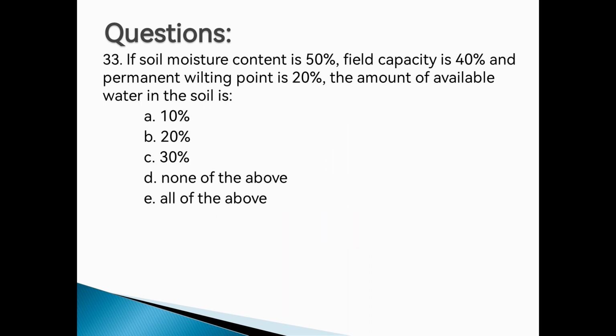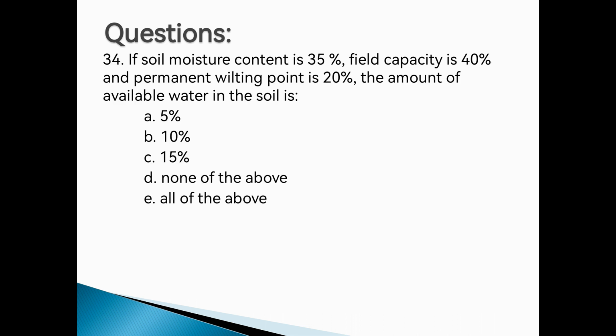Number 33. If soil moisture content is 50%, field capacity is 40%, and permanent wilting point is 20%, the amount of available water in the soil is: A. 10%, B. 20%, C. 30%, D. None of the above, E. All of the above. The correct answer is B. 20%.